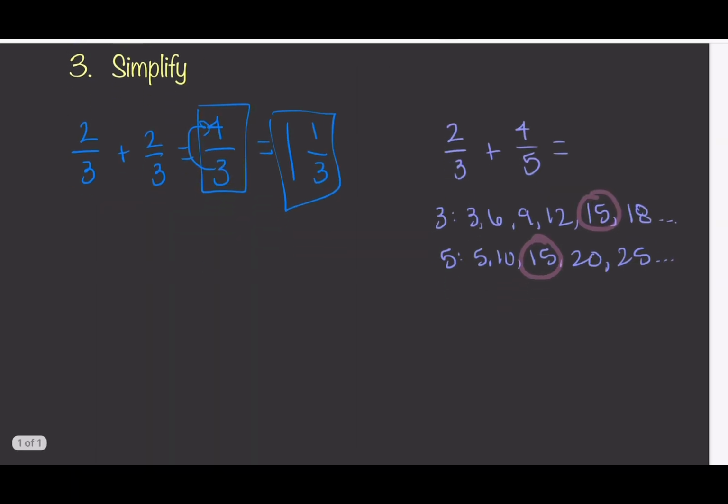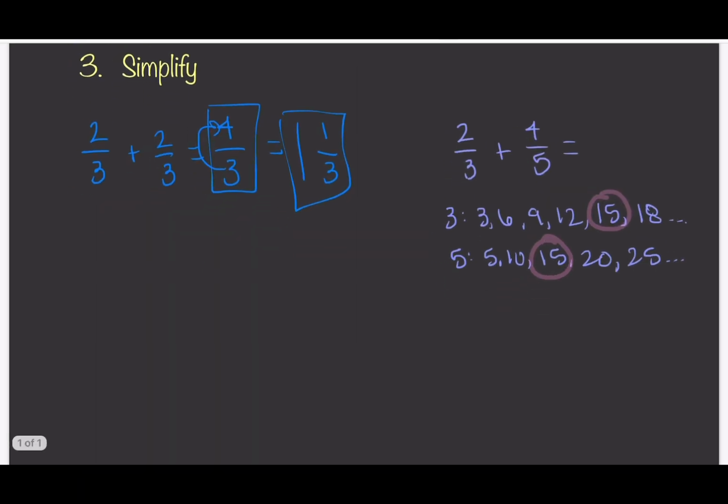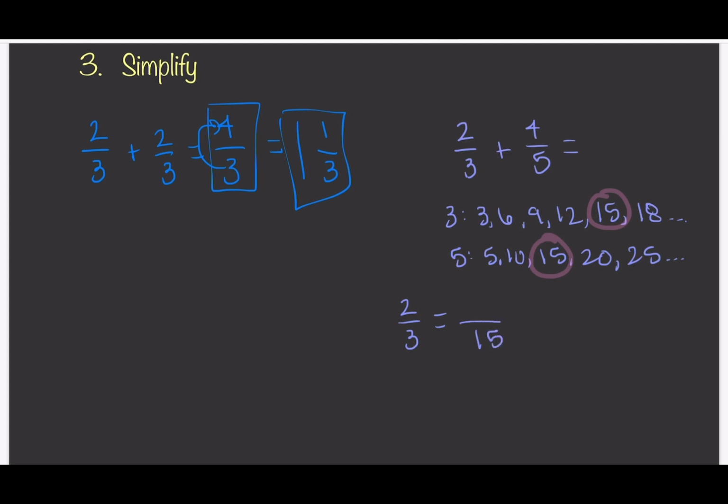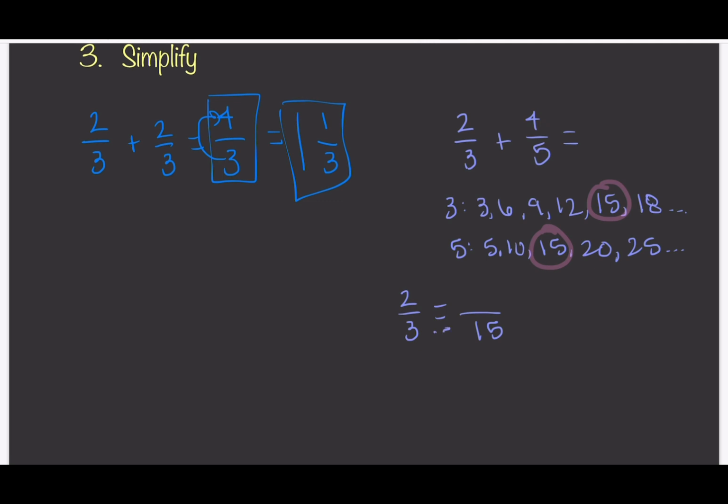We're going to create equivalent fractions. So we're going to bring down this 2/3. And we need to make it into a fraction with 15 as the denominator. Well, 3 times 5 would be 15, so 2 times 5 is 10. Great, 2/3 is equivalent to 10/15.